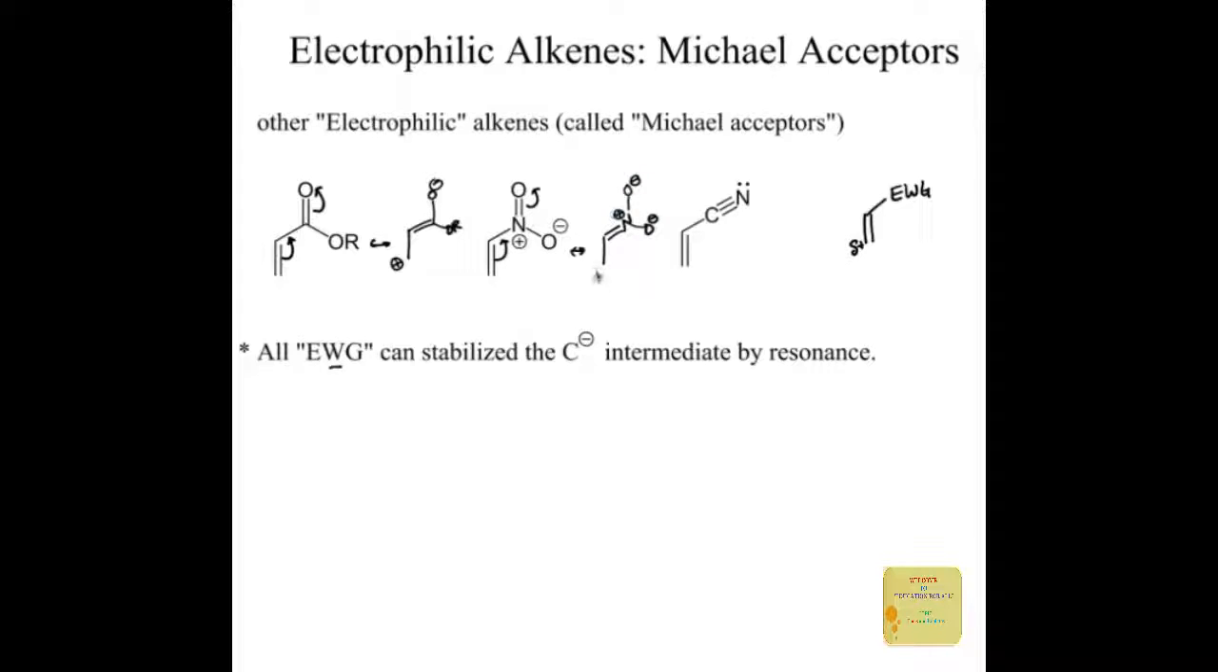So just looking at the resonance of the starting material, we can see right away why a nucleophile would be attracted to any of these species. That's why we call them electrophilic alkenes, right? So that means this is an electrophile, this is electrophilic, this is electrophilic. By attaching any electron withdrawing group to a double bond, we make that double bond a Michael acceptor, or something that is capable of undergoing a 1,4 addition or conjugate addition.